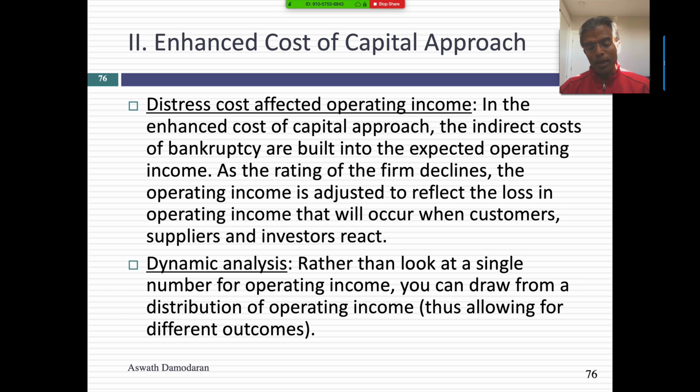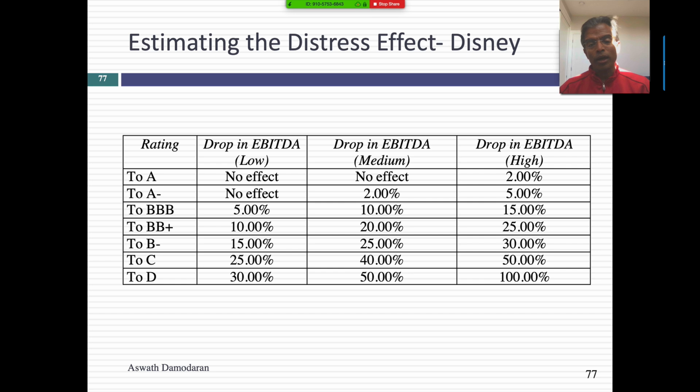The second is, maybe instead of keeping the operating income a fixed number, you can allow it to become a dynamic number. Remember those Monte Carlo simulations? You could put a Monte Carlo simulation on top of your optimal capital structure. I know it sounds messy, but here's how it would work out. Let's go back and review what we did for Disney. In my original analysis for Disney, where I came up with the optimal of 40%, as my debt ratio went down and my rating dropped, my EBITDA and EBIT stayed the same.